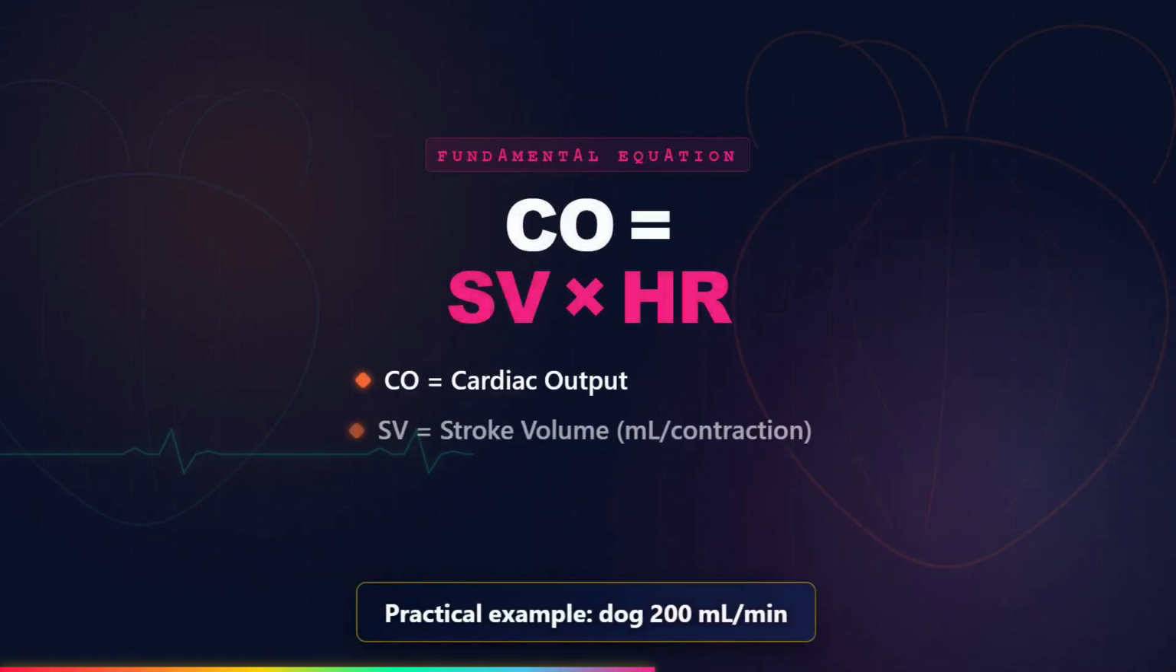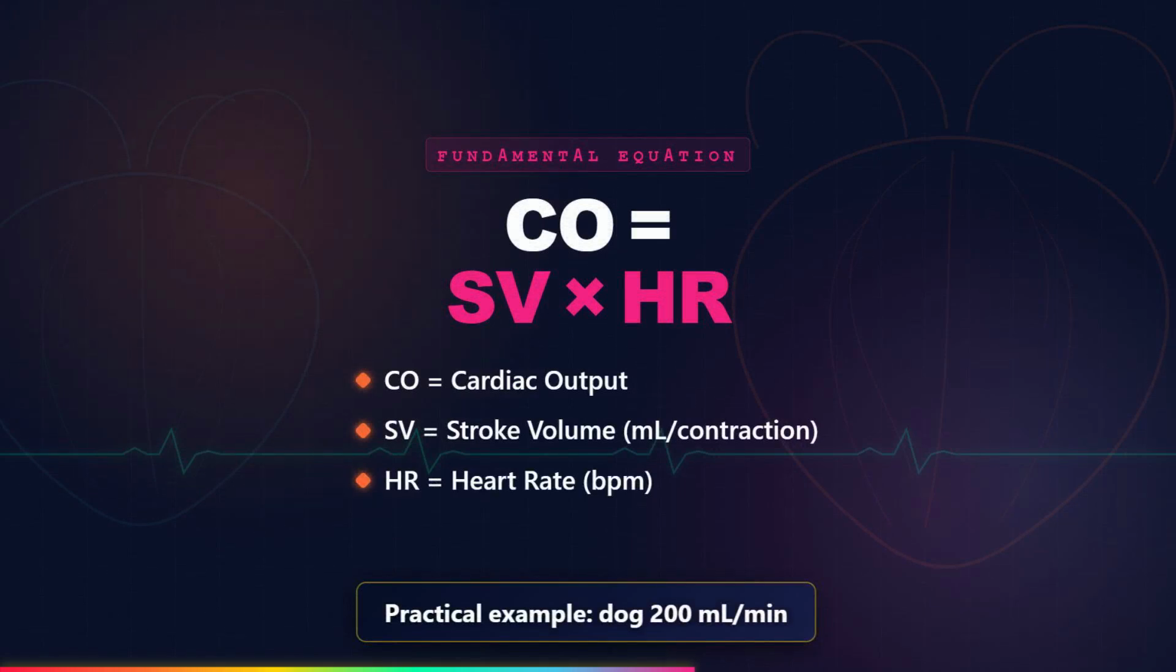Practical example with a dog. If the heart ejects 2 milliliters of blood per contraction and the rate is 100 beats per minute, the cardiac output is 2 milliliters times 100 equals 200 milliliters per minute.